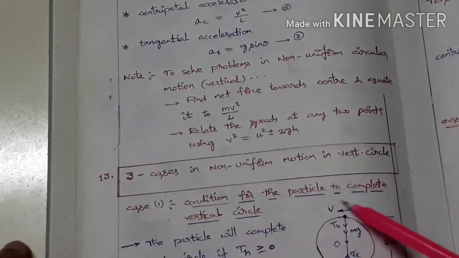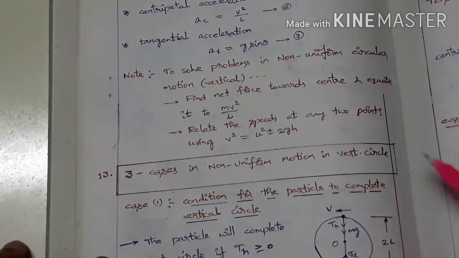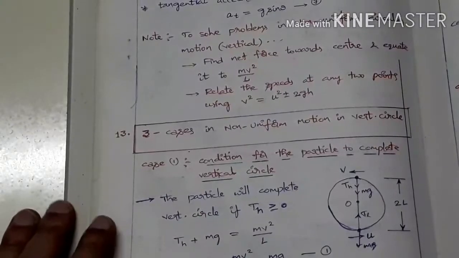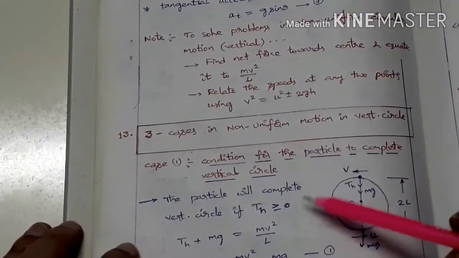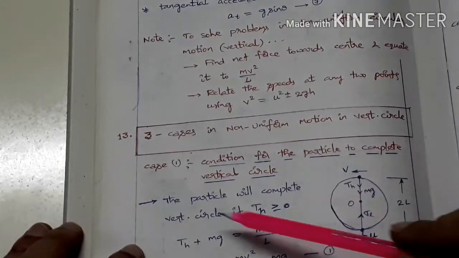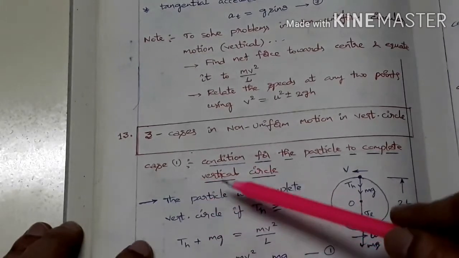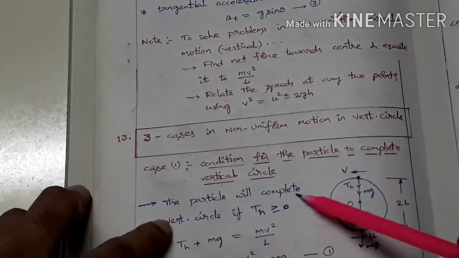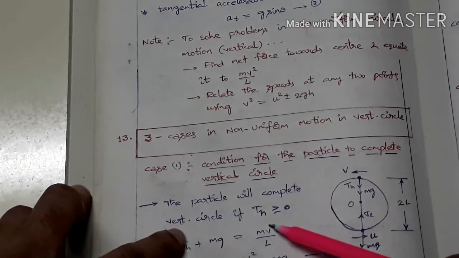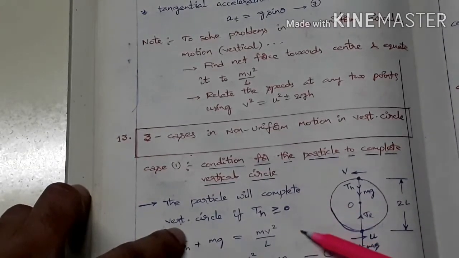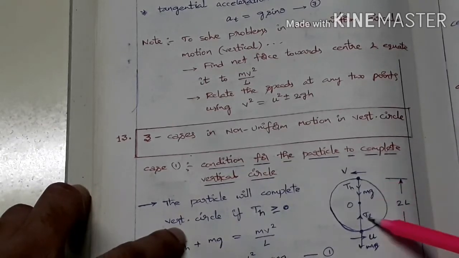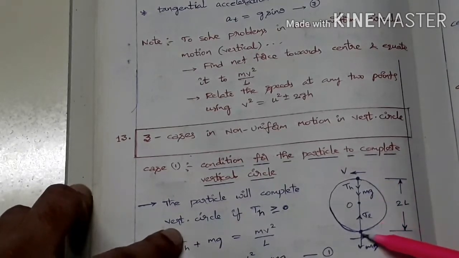Number 1 is condition for particle to complete vertical circle. So what are the conditions for the particle to complete vertical circle? Case 1, condition for the particle to complete vertical circle. The particle will complete vertical circle if TH is greater than or equal to 0. What is TH? Tension when the particle is at highest point. So TL is the tension when the particle is at lowest point here.